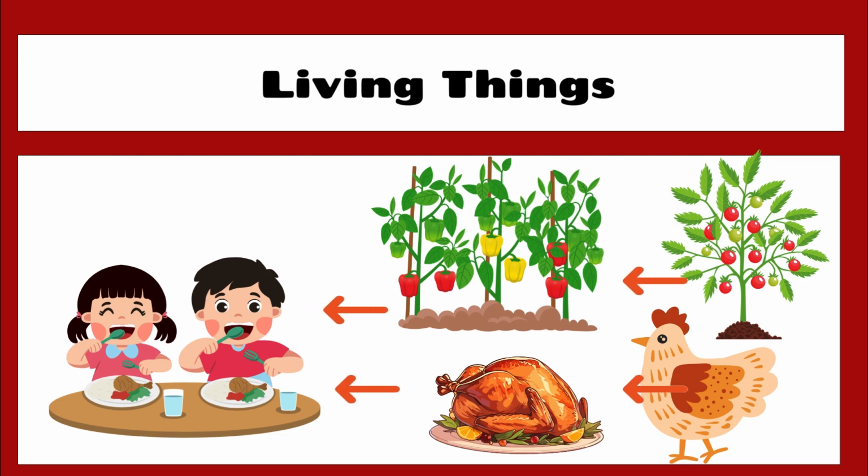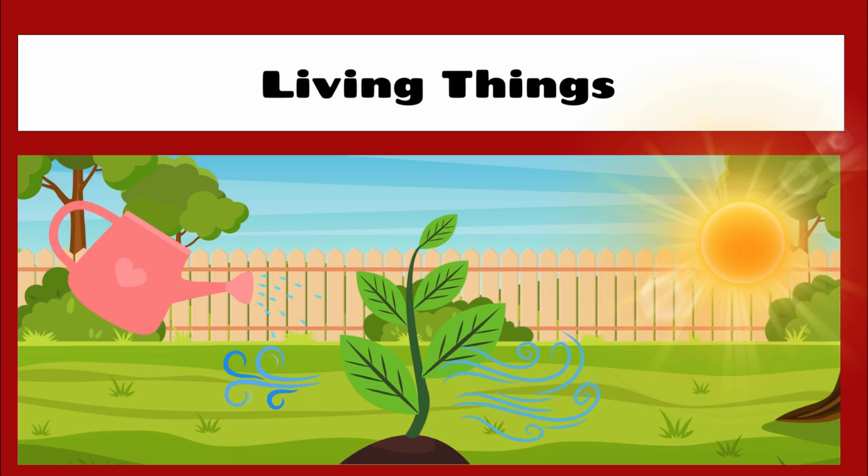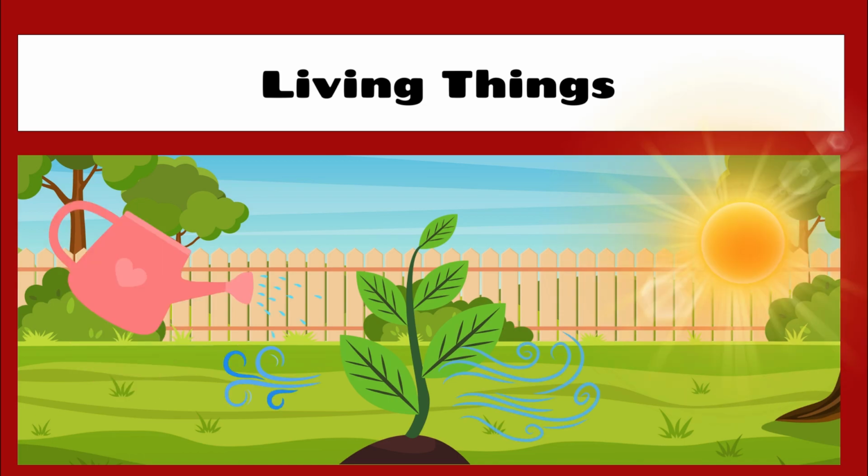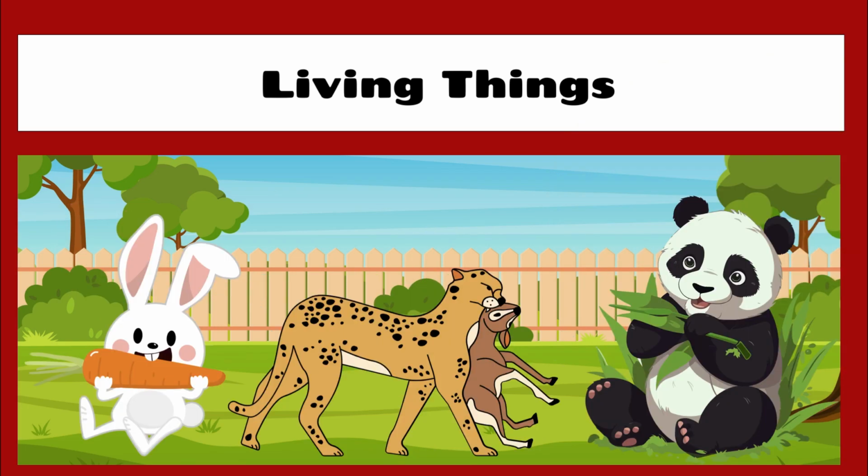Food. Human beings depend upon plants and animals for their food. Plants make their own food using water, air, and sunlight. Animals depend upon plants or other animals for their food.